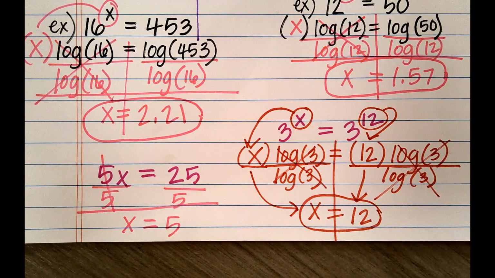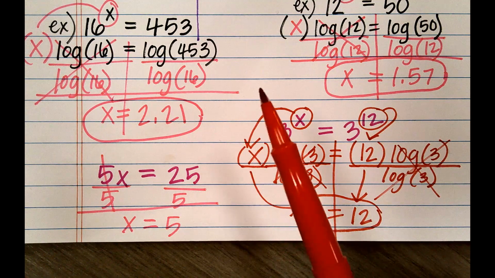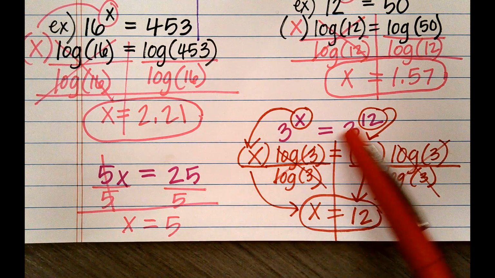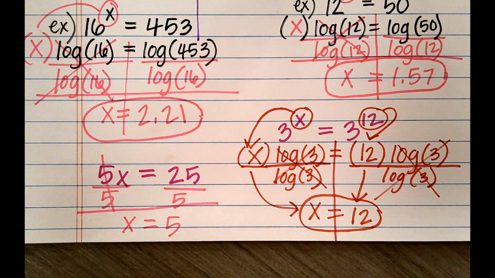Did you round up for the one that got x equals 2.21? Yes, it was 2.205. Okay, perfect. And then we just did another example, but this time where the bases were the same, to show that we can still do it this way, use the log button, but we'll get the same answer.